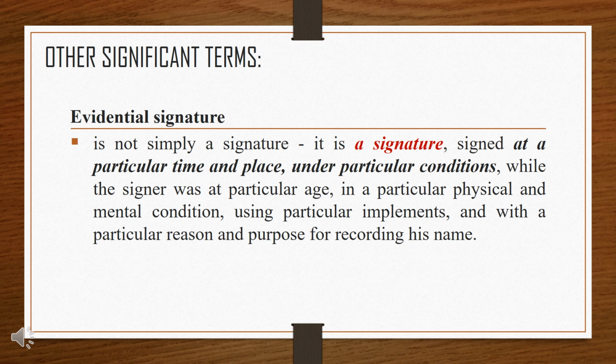Evidential signature is not simply a signature; it is a signature signed at a particular time and place, under particular conditions, while the signer was at a particular age, in a particular physical and mental condition, using particular implements, and with a particular reason and purpose for recording his name.